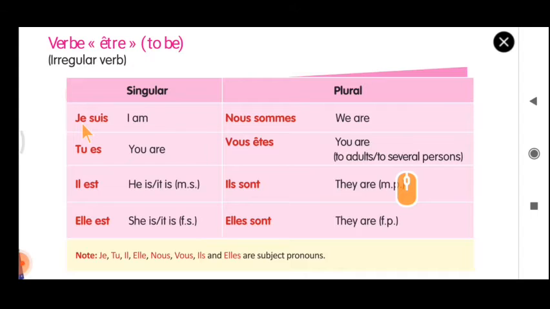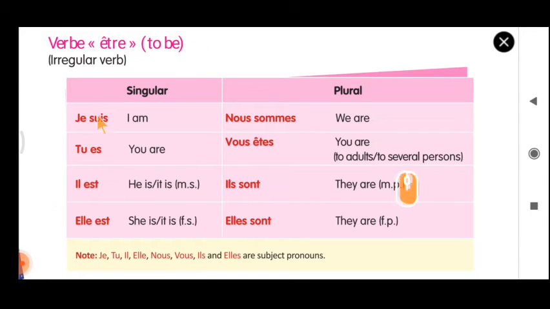Now let's learn this new verb called être, in English "to be". For example, I am. When do we use I am? I am a doctor, I am a student, you are a teacher, he is a doctor, she is a nurse. So we use it for profession. Secondly, we use it for nationality: I am Indian, you are Italian, he is French, she is Spanish. When we indicate a nationality in a sentence, we use this verb.